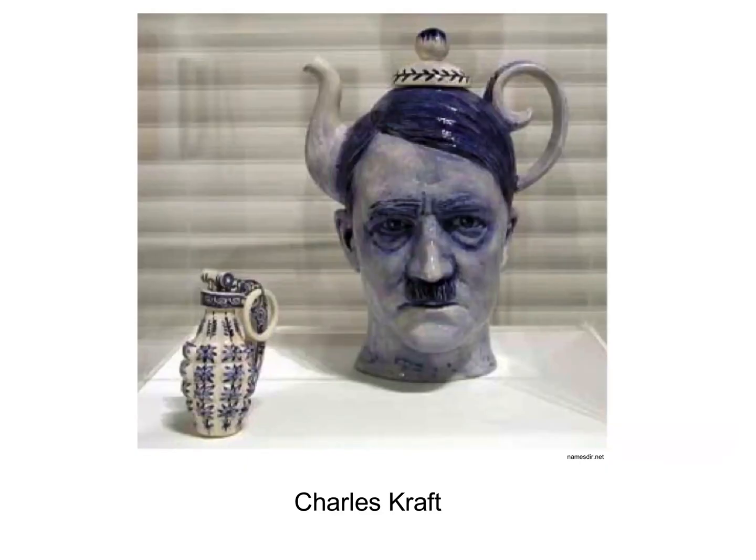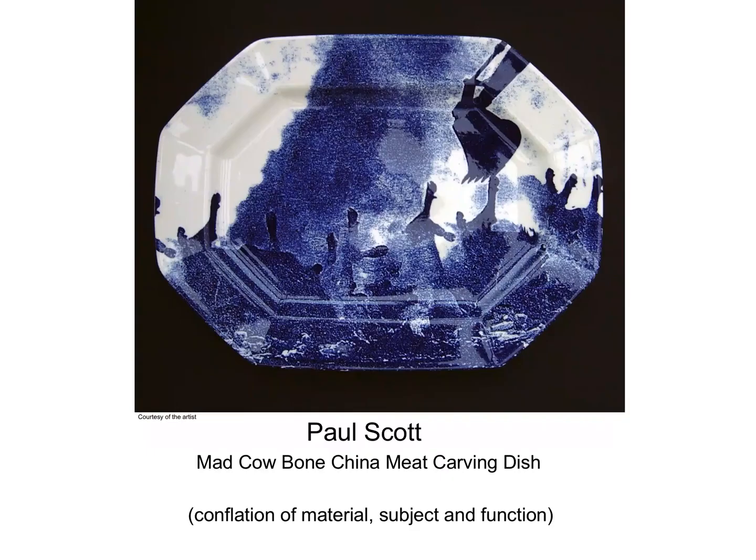And I've shown you the work of Charles Kraft before as well. This is somebody who works with all of those complex ideas in exciting ways. And the very extraordinary Mad Cow Bone China Meat Carving Dish by Paul Scott, which conflates the material, which is bone china, the subject, which is a cow being burnt, and the function of the object, which is for meat carving. And I believe that only in ceramics would you have, in a single work of art, the conflation of so many various possibilities.